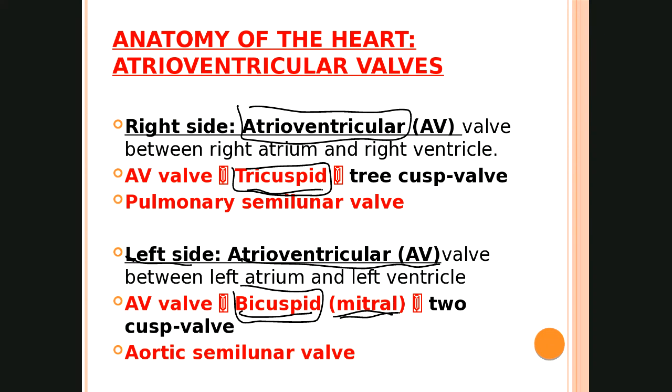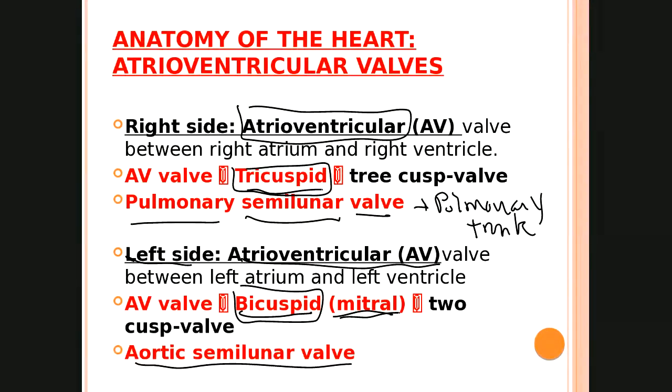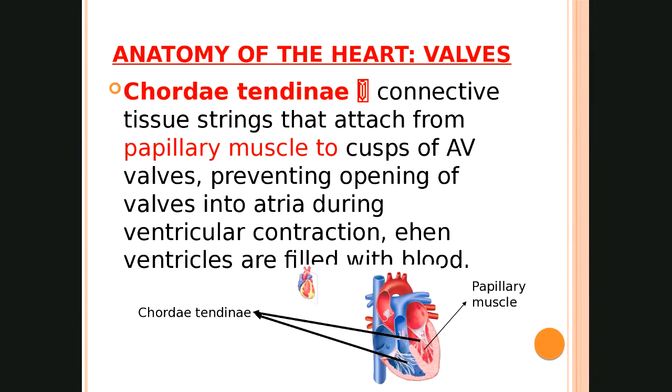Now, the entrance into the pulmonary trunk and the aorta is guarded by valves. These valves are called semilunar valves. On the right side, the pulmonary semilunar valve guards the entrance into the pulmonary trunk. On the left side, the aortic semilunar valve guards the entrance into the aorta. You should be able to recognize these valves from a picture or a model of the heart.